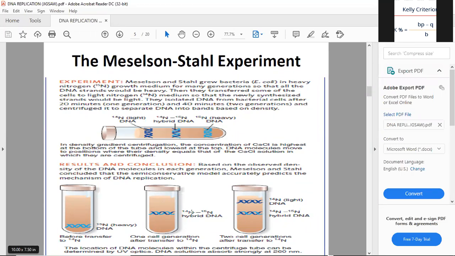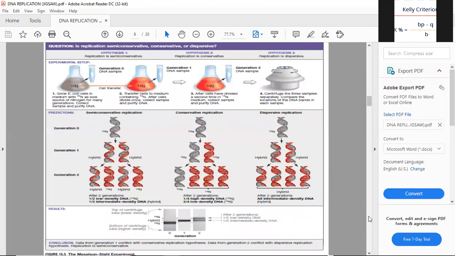So this is the experiment that they carried out to evaluate which of the three models of DNA replication was correct. So this was a prediction. What would happen if the replication was semi-conservative? What would happen in generation 0 or in the heavy nitrogen? And if the replication was conservative, or if the replication was dispersive replication.